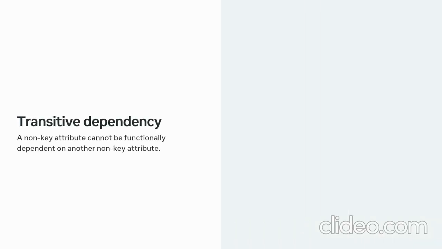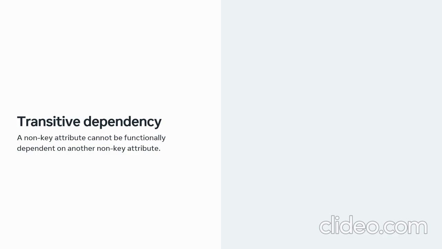Before you begin, make sure that you've watched the videos in first and second normal form. A database must be in first and second normal form before it can be in third normal form. In addition to these rules, databases cannot contain any instances of transitive dependency. In the context of third normal form, transitive dependency means that a non-key attribute cannot be functionally dependent on another non-key attribute. In other words, non-key attributes cannot depend upon one another.